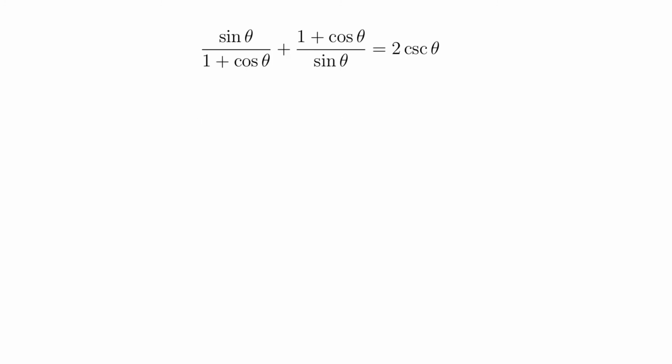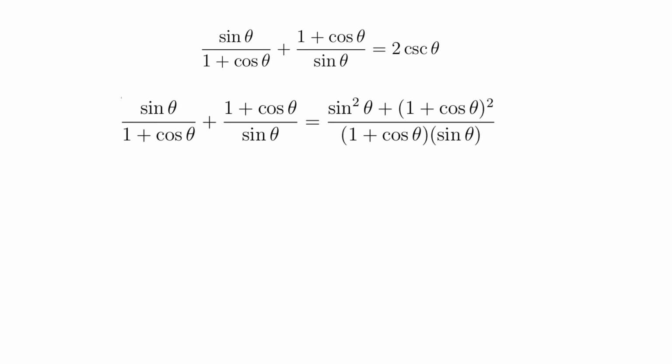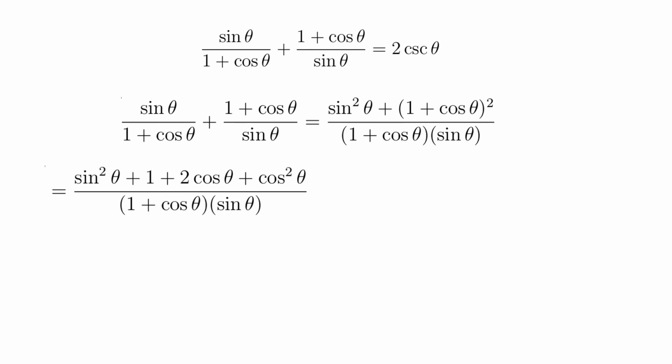Here's another example of an identity that we would like to establish. The left-hand side is more complicated than the right-hand side, so let's work on simplifying the left side. We add the two fractions together by rewriting each so that they both have the common denominator 1 plus cosine theta times sine theta. Next, we multiply out the 1 plus cosine theta squared term in the numerator, and we end up with the numerator shown, which contains 4 terms.